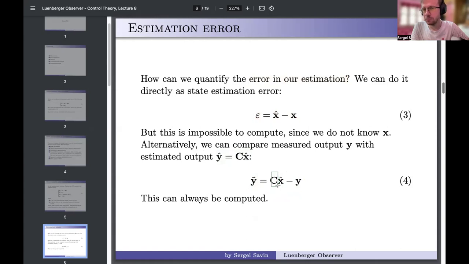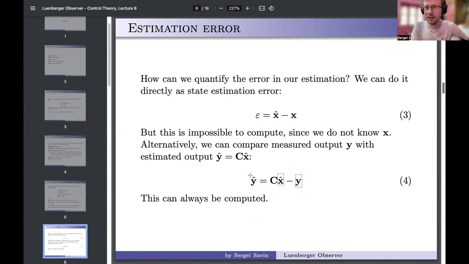So C is a model parameter. Okay, we know it. X hat is estimation. It exists in the memory of the microcontroller. So we do know it. We do not need to worry about where we get it. It exists in the memory of microcontroller. Y is available to us through sensors. So it is sent to the port of the microcontroller by our digital sensors, most likely, right? So again, it is available.